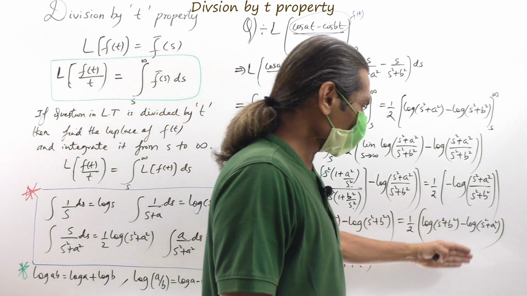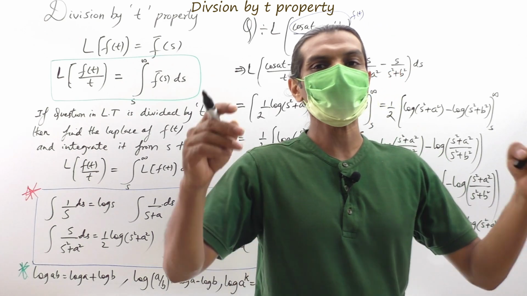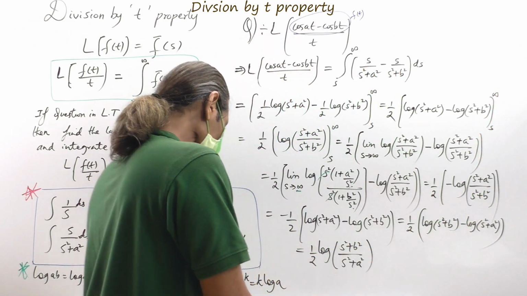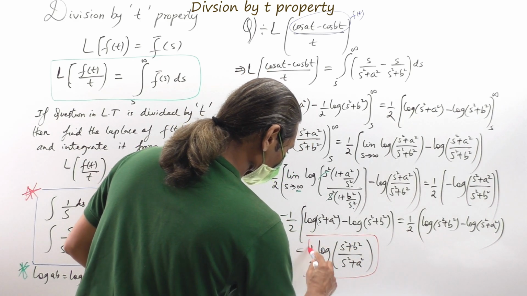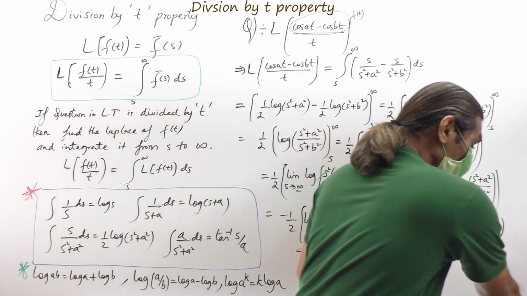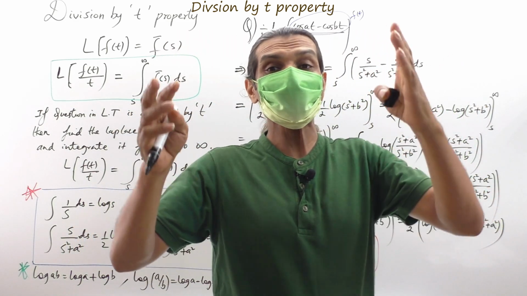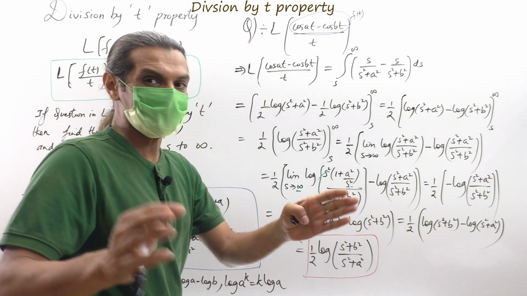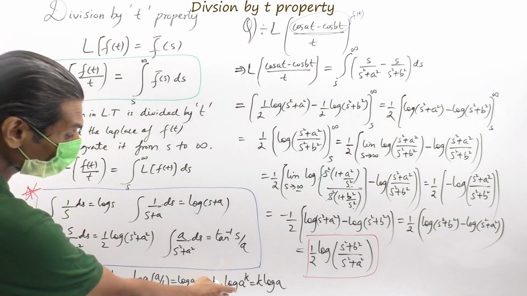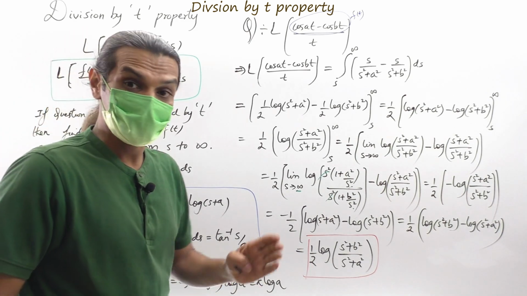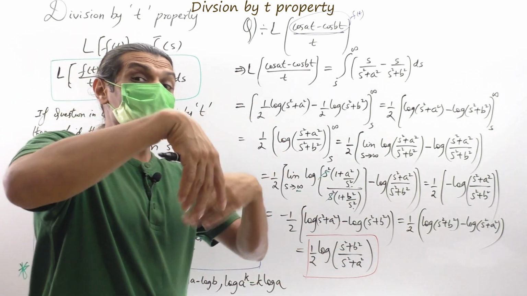Why? Because log a minus log b is what? Log a by b. This is the answer, this is accepted. But if you still want to write in a better way, then again this is a property of log. If you write this answer, you will get marks, no doubt. But if you want to write in standard way, see, log a raised to k is k log a. That means k log a is log a raised to k.